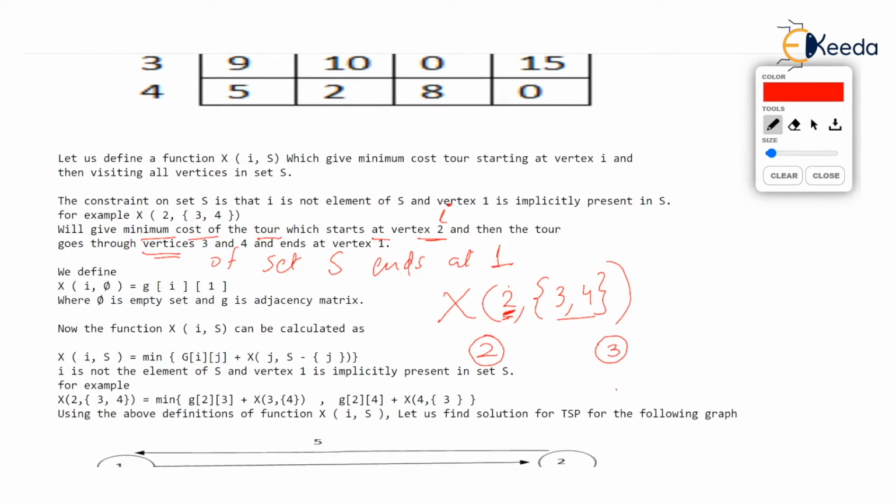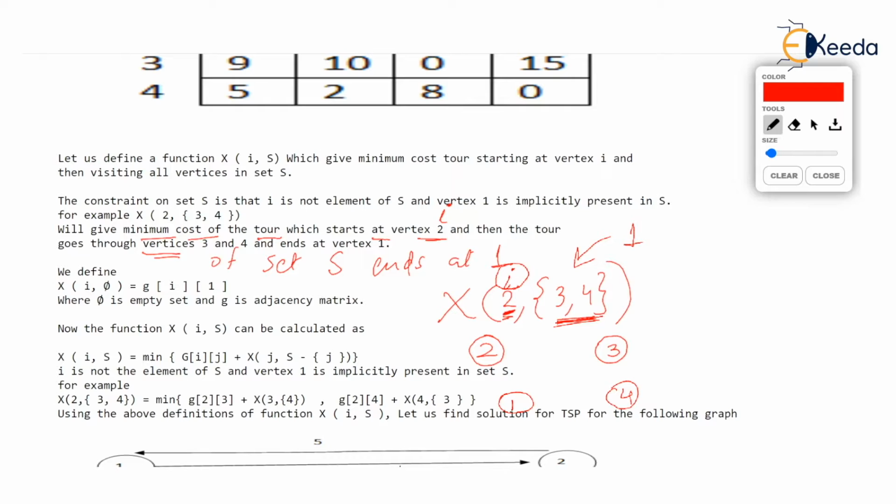And importantly, after visiting 3 and 4, you have to return back to 1 because 1 is always there in this set, isn't it? What did I say? Start your tour from vertex I. I is 2 in this example. Start your tour from 2. Then visit 3 and 4 because these are the members of the set S. And then go to 1, obviously, because 1 is the member of the set S. This is the tour we want, isn't it?